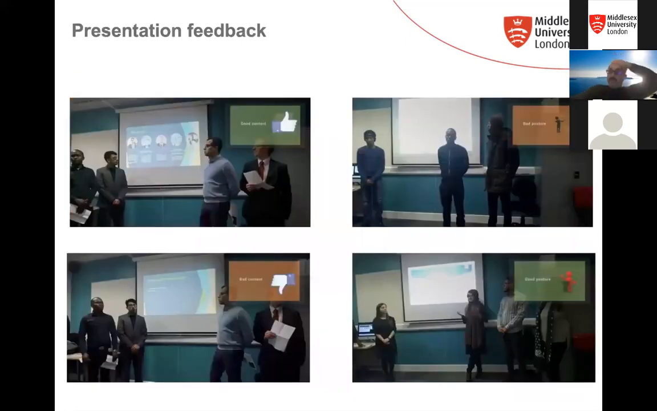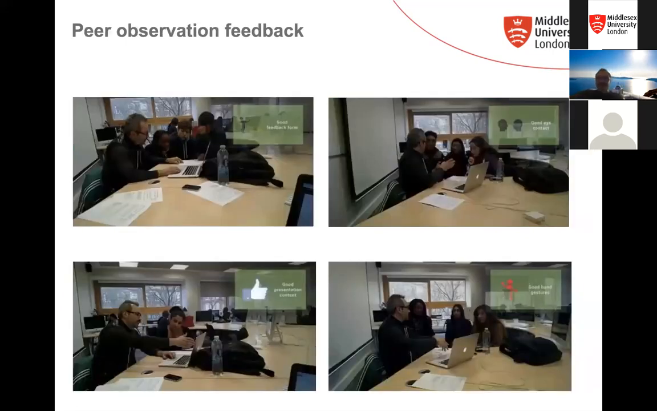This is an example of how we take pictures with the Google Glass while students are doing presentations, and I put a small piece of feedback for their style, whether they have good or bad content, and also their style, whether they have good or bad posture. And that feedback is given to the students in order to find out whether they're doing it well or badly. And that can be given to staff members as well.